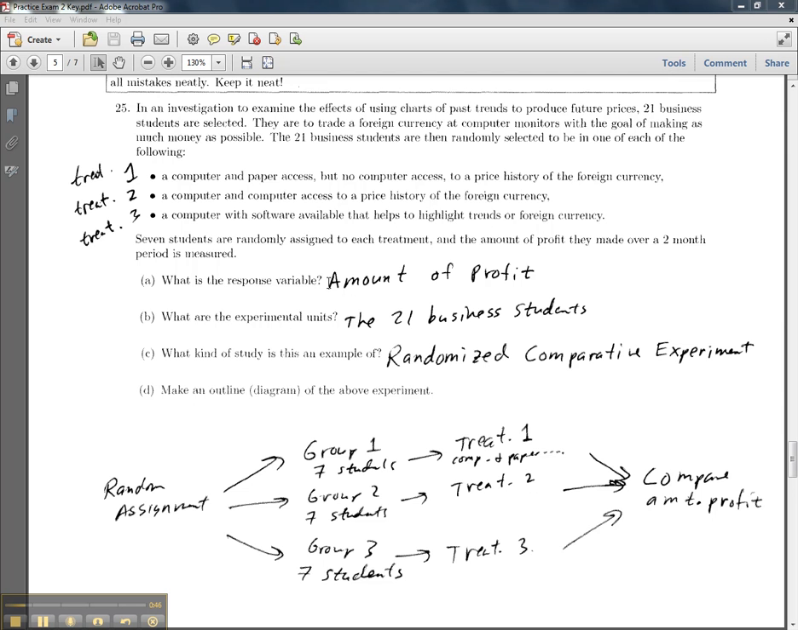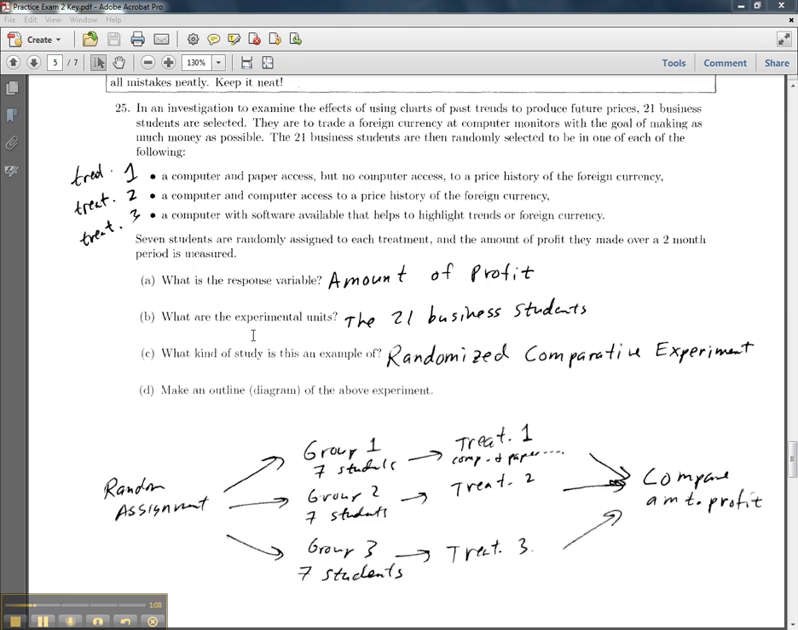What is the response variable? Okay, so the amount of profit is what we're measuring, or what we're trying to distinguish between 3 different treatments. So that is our response variable, our y, right? How much money they make with the different treatments. So what are the experimental units? It's the 21 business students, right? They're trying to figure out how much money these guys are going to make with the different treatments.